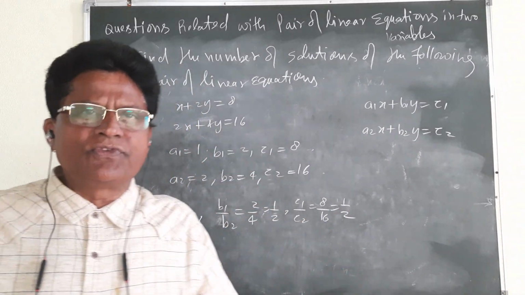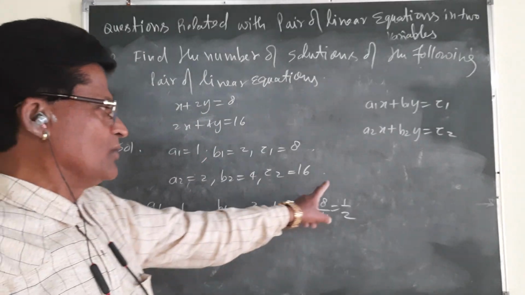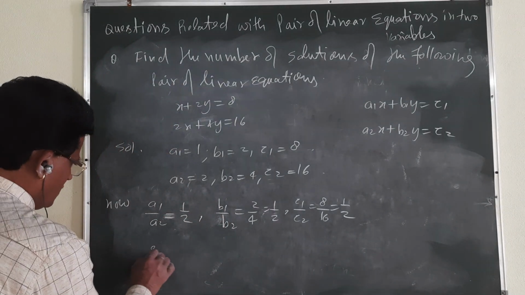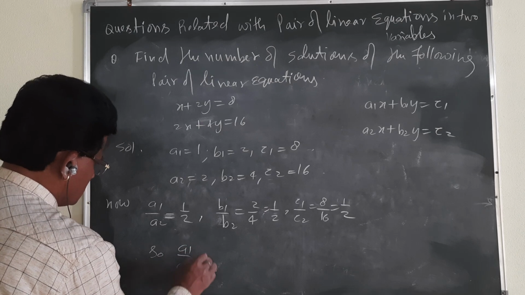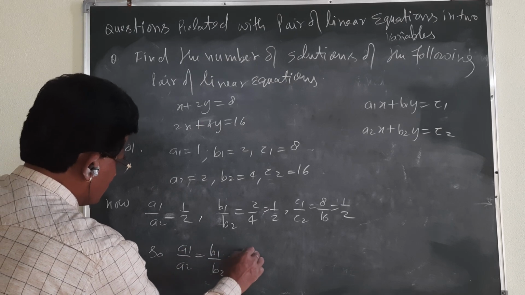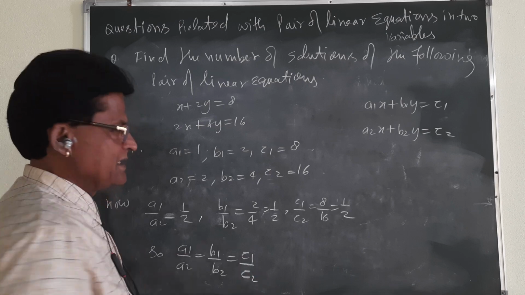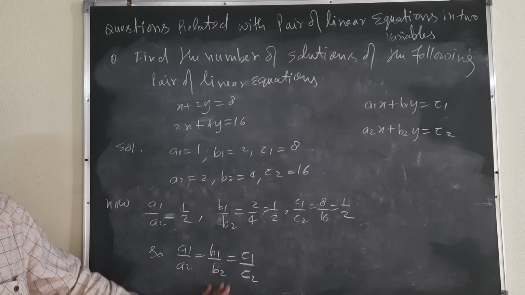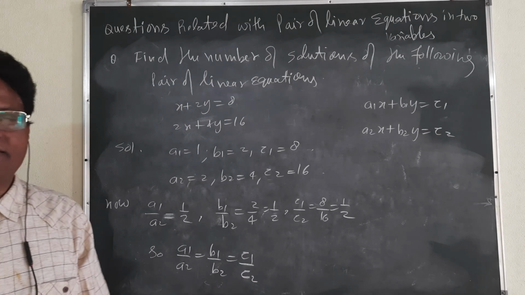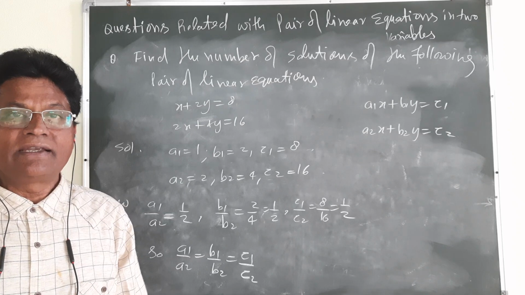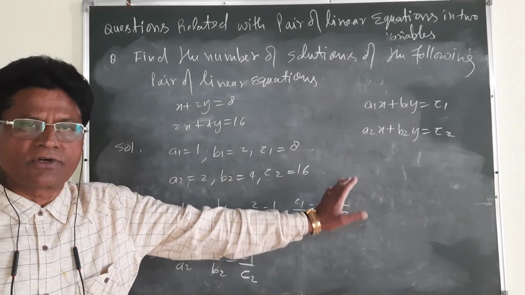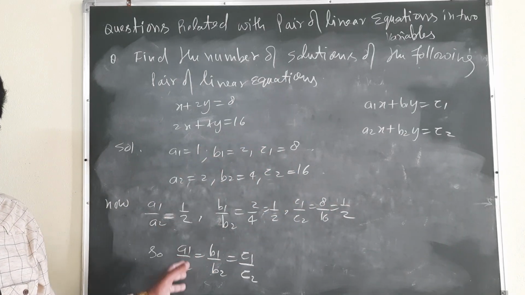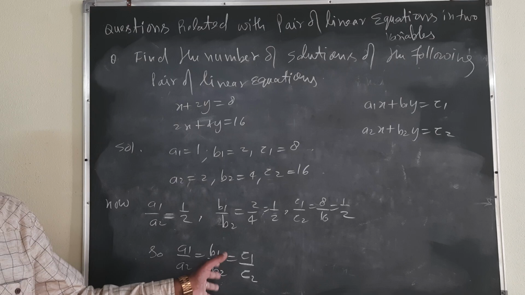Means you see, all the values we got are the same: a1 upon a2, b1 upon b2 and c1 upon c2. Then what condition have we got? We got the condition a1 upon a2 is equal to b1 upon b2 is equal to c1 upon c2. My dear students, you are very familiar with this condition. If this condition holds, then the system of equations has infinitely many solutions. As I told you, graphically we proved it just now, and now in this question we prove algebraically that the system has infinitely many solutions.